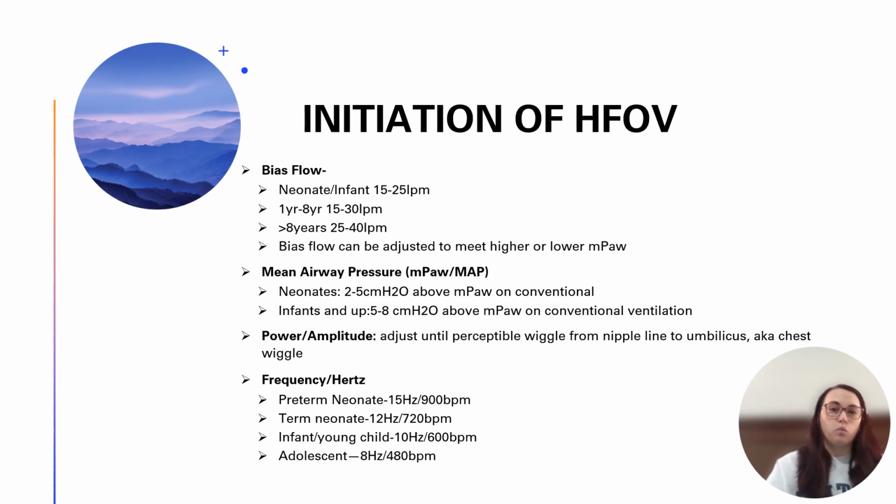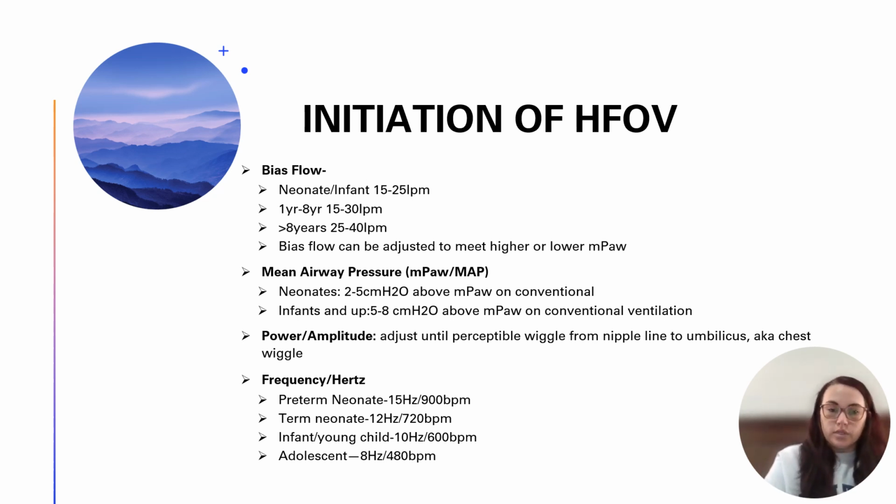It's going to depend on why you're going on the oscillator. So if you are going on because you have a baby with an abdominal issue and their belly is hard, big, and distended, you're probably going to need higher amplitudes. Whereas if you're going on because they're a micropreemie and that's how you practice, they might need less. Basically, you're just going to turn it on and adjust until you get a perceptible wiggle from their nipple line down to their umbilicus, also known as the chest wiggle.